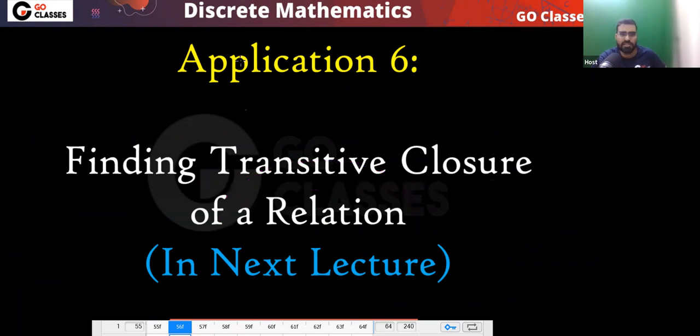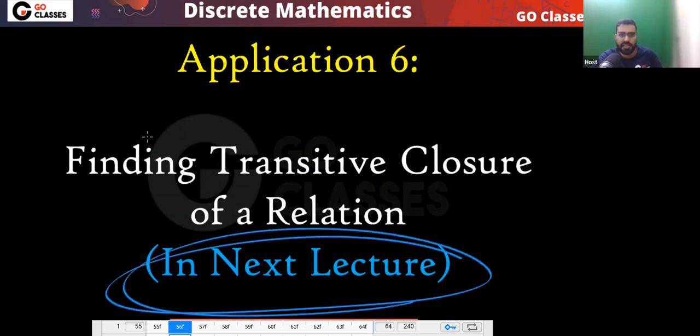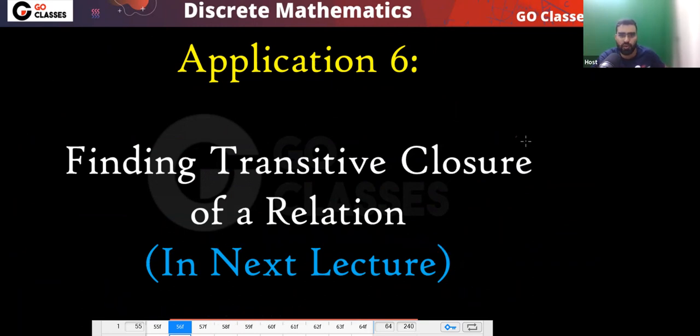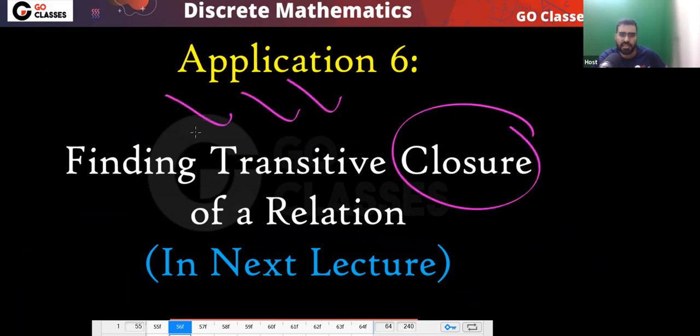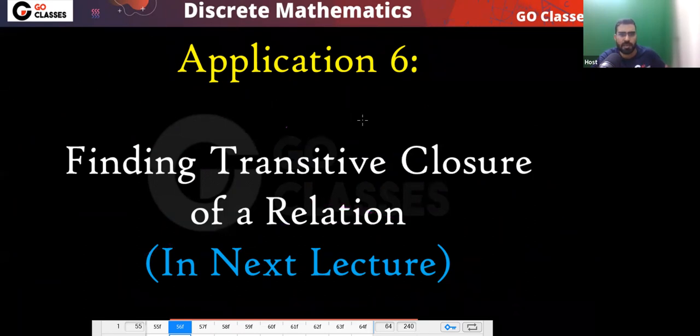In that also, it is an application of the adjacency matrix. That we will see in the next lecture, because I need to tell you what is closure, then what is reflexive closure, symmetric closure, transitive closure. These things I will tell you. So we will discuss this application in the next lecture.